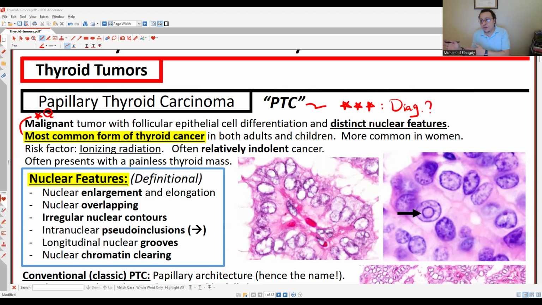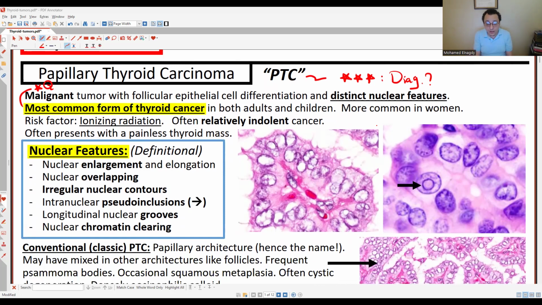There are some other rare tumors like salivary gland-like tumors, like mucoepidermoid carcinoma of the thyroid. This kind of rare stuff would never be asked in questions. However, the boardable entities are these 4 or 5 main entities of thyroid tumors that you need to digest head to tail. So let's start with papillary thyroid carcinoma, the PTC.